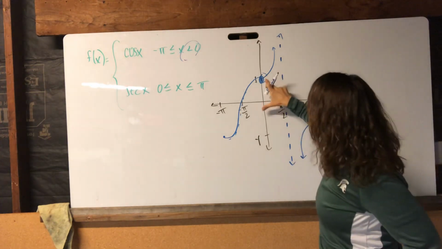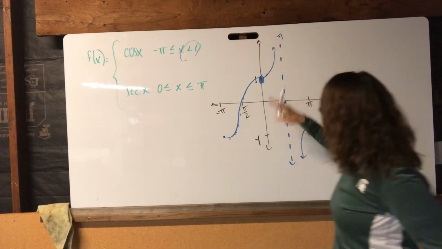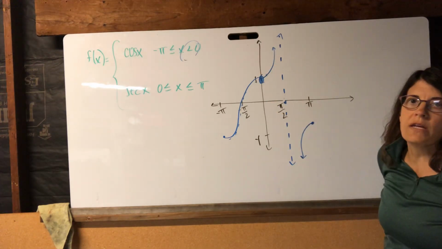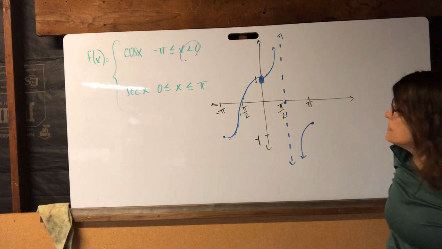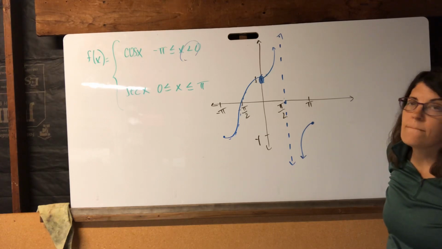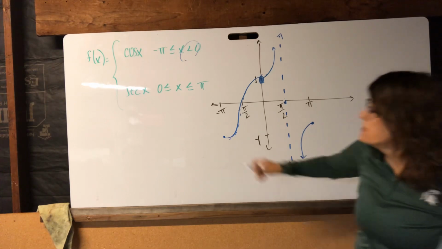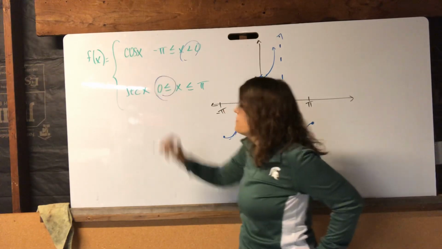Why did I fill in? It was an open circle. Why did I fill it in and make it a closed circle? Because 0 is included for the secant curve.